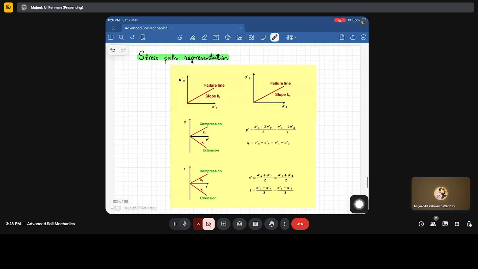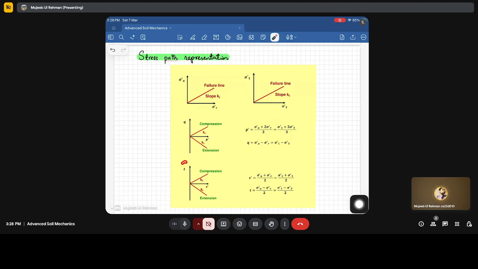Now, this is just a quick review. Stress path is a representation. We have done it, I think, in the last session. We are representing the stress path either in terms of axial and radial stresses, sigma a and sigma r, and the failure line has a slope of Kf, or we can represent it in terms of q and p, where p' is equal to sigma a' plus 2 sigma r' divided by 3, which can be given in terms of principal stresses as sigma 1' plus 2 sigma 3' divided by 3, and q is equivalent to sigma axial minus radial, which is sigma 1' minus sigma 3'.